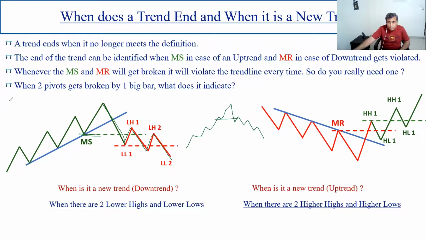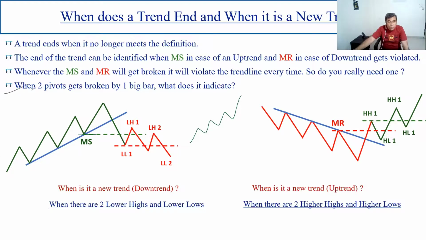Now, this is the one point which had been left out. It says that when two pivots get broken by one big bar, what does it indicate? Let me just clean this up. What this point is trying to tell you is that, as I mentioned, when your major support gets broken, it means the uptrend is not there, but it doesn't mean that a downtrend has started. If you remember, we just discussed it through some examples in the prior slides.